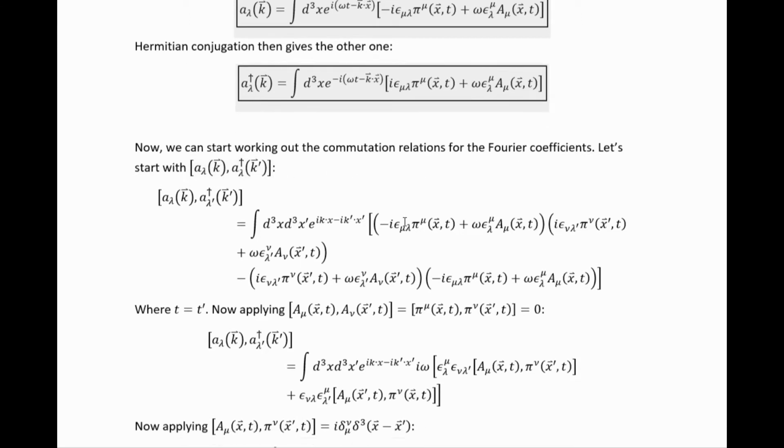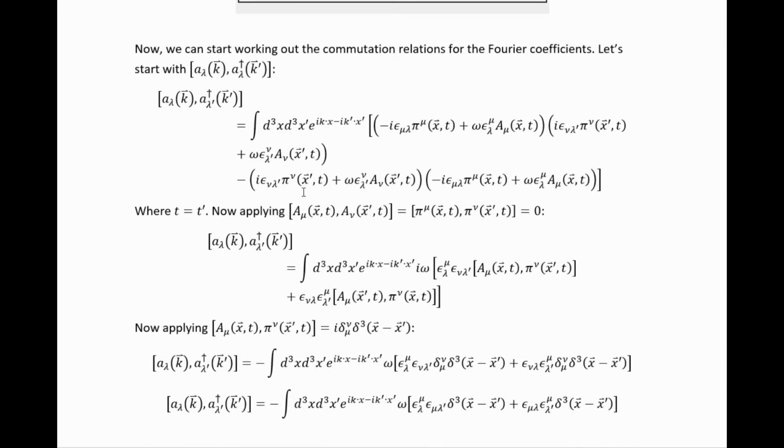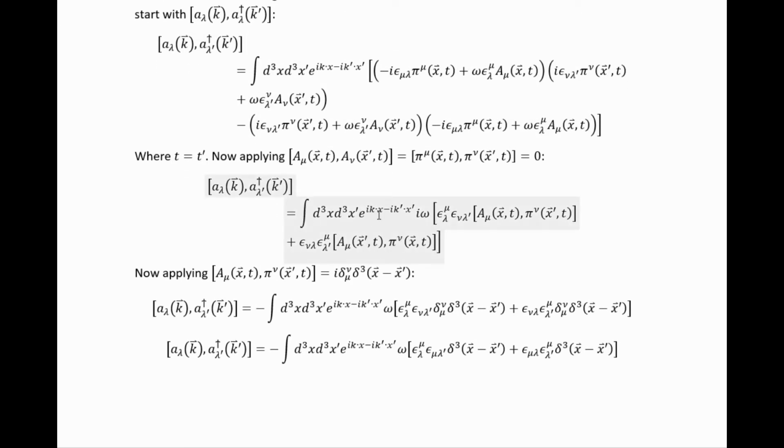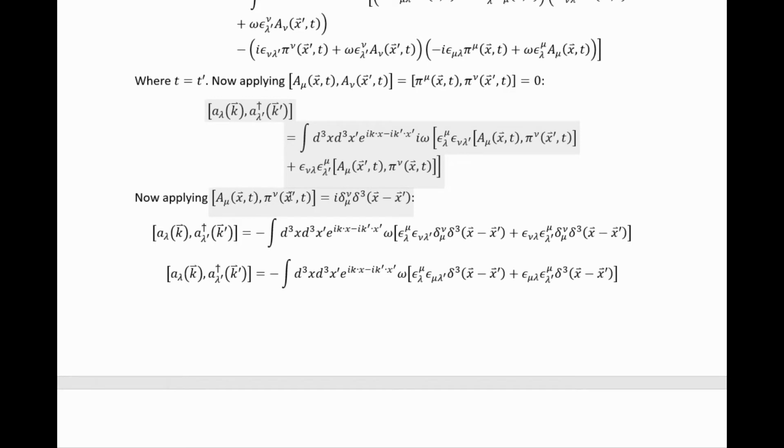Let's start with this one, the one we know will be non-trivial. So if we plug in the values in terms of the fields of those coefficients, and of course we have t equals t prime, then we can apply these commutation relations to simplify it down quite a bit. Some terms cancel, and the remaining ones can be written as commutators, specifically ones that can be evaluated with this relation. Then we can simplify by absorbing these deltas into the epsilons.